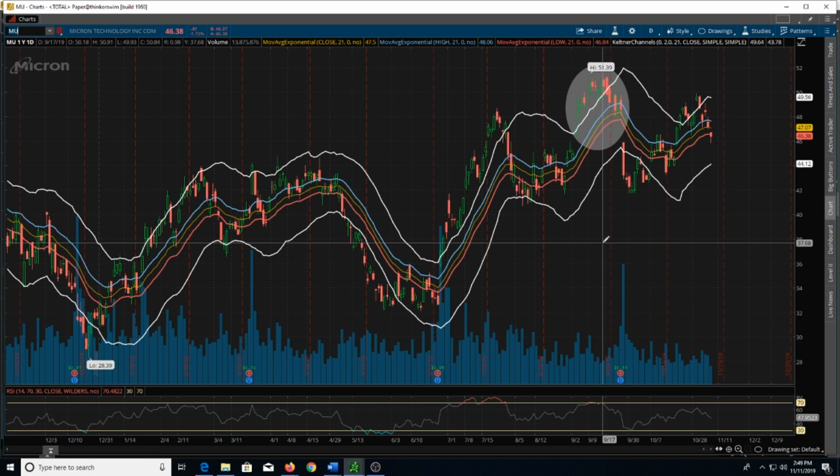I'm not going to say that I don't trade the others. Sometimes I do, but they don't really meet the true definition and rules of an island gap reversal. So you have to be very careful with that.